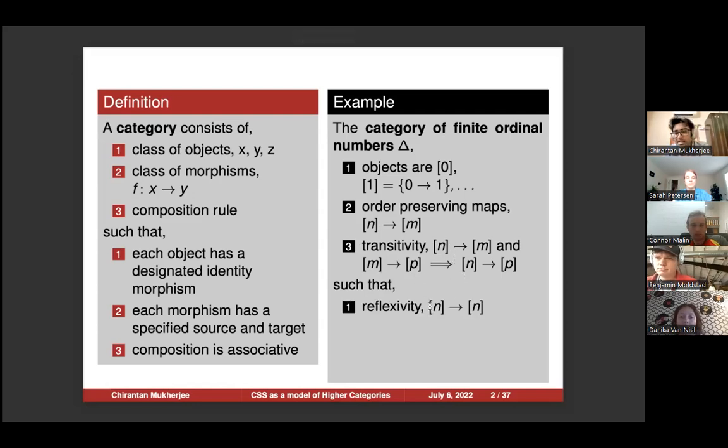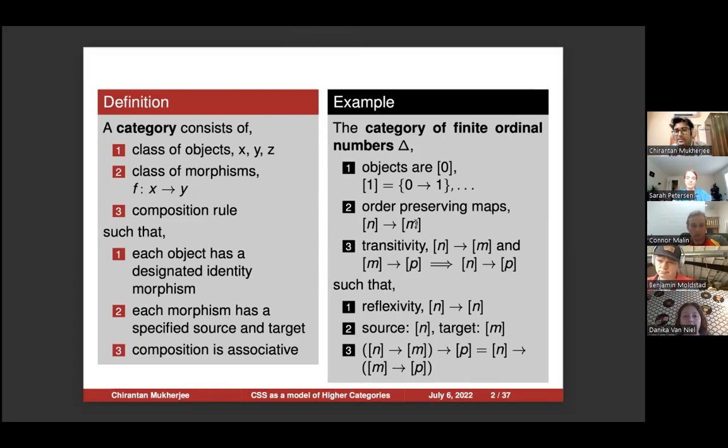For every ordinal number n, there is a unique identity morphism from n to n, which is given by the reflexive property. If we have a morphism from ordinal number n to ordinal number m, then the source is ordinal number n and the target is ordinal number m. And finally, it's easy to observe that it obeys the associative property.